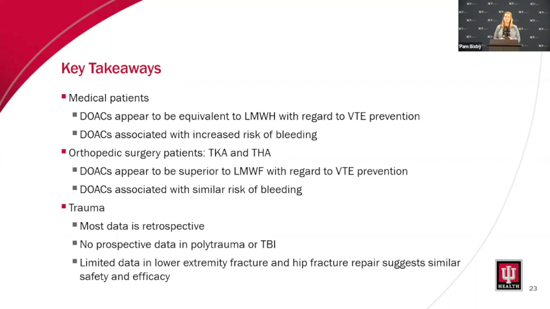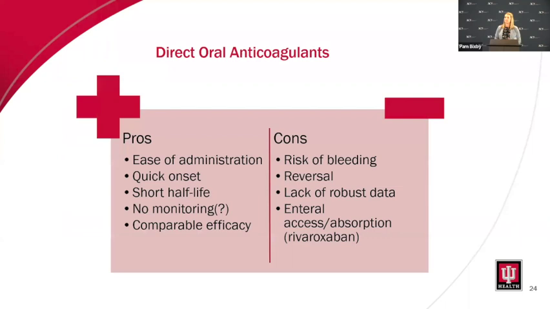A lot of it is based on single center or database review. There is not prospective data in polytrauma or in patients with TBI. I think these are areas where we don't really know what the utility of a DOAC would be. And there is limited data that we reviewed in lower extremity fracture and fracture repair, suggesting similar safety and efficacy.